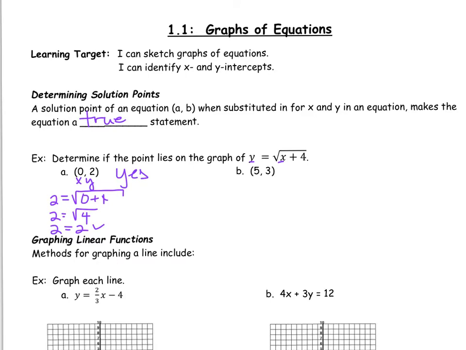Let's try 5, 3. Again, same idea. Substitute in your x value and your y value. The y value is 3. If we set that equal to 5 plus 4, on the inside of that square root, 5 plus 4 is 9. And guess what? The square root of 9 is 3. We have another true statement, which means this point is also on the line. When asked to determine if a point is on the graph of that line or that function, all you need to do is substitute these values in. This is the kind of work I would be looking for credit.